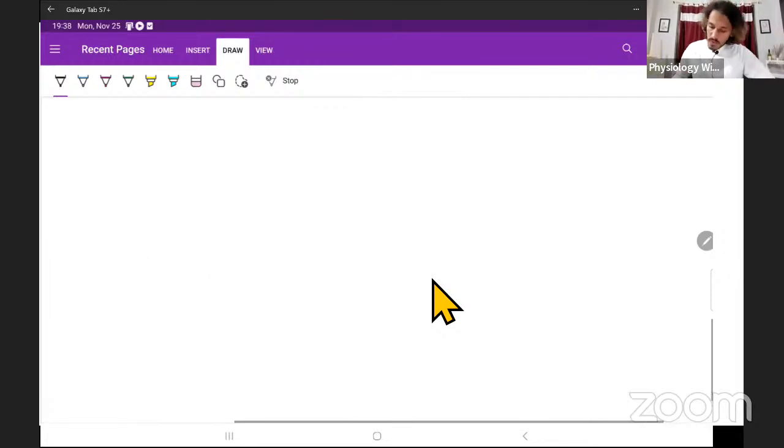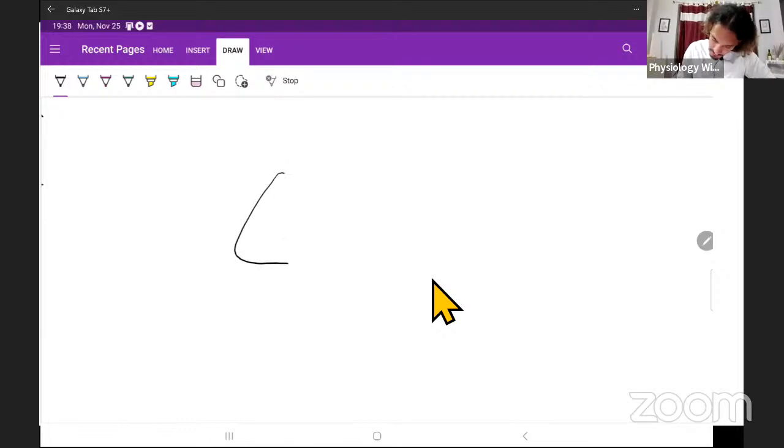Which are the muscles involved in each of these is what we are trying to understand. Okay, so now for that, you have to draw a diagram of your chest cavity. I'll just draw one lung here, another lung here.